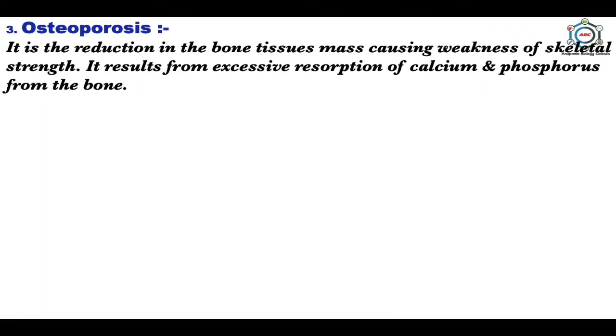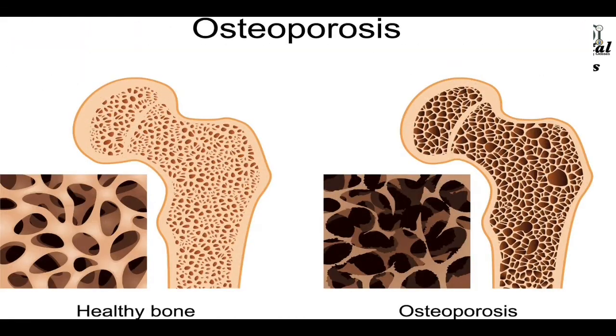Now, osteoporosis. Osteoporosis is the reduction in the bone tissue mass causing weakness of skeletal strength. It results from excessive reabsorption of calcium and phosphorus from the bone. In the picture you can see this is the osteoporosis structure.